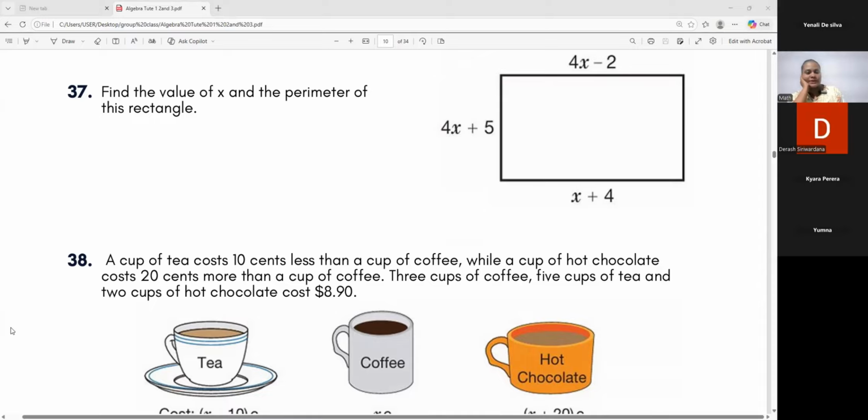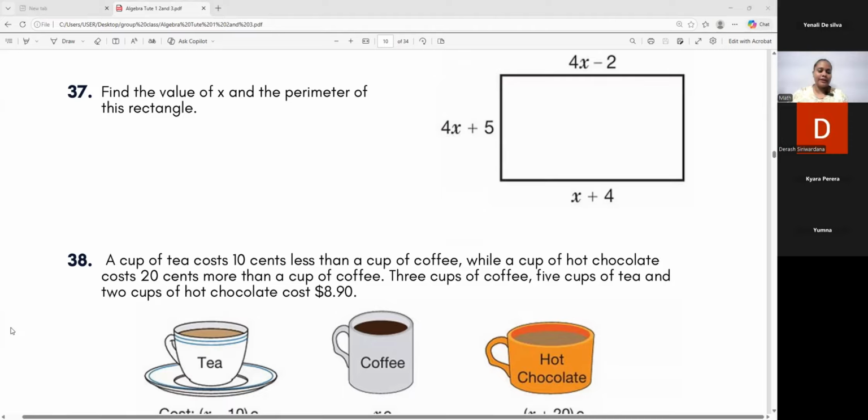First thing, you need to find x. There's nothing regarding area. They haven't given us area, so there's no point in writing an area equation. Yenali, did you find? Miss, I have a question. Yes, ask. They haven't given the amount for the perimeter. They haven't given it. We have to find the value of x and the perimeter of this rectangle.